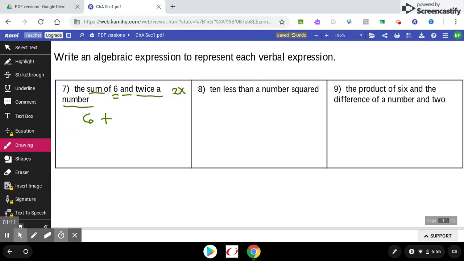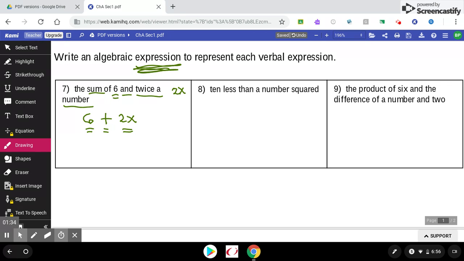And if I already had a plus sign, we already knew that one thing went on one side and the other thing went on the other side. So the sum, that's that guy, of 6, that's that guy, and something else, well, something else was twice a number. So 6 plus 2x. Okay, and these aren't to solve. This is write an algebraic expression. So up here in the directions, expression means no equal sign, just write some math.